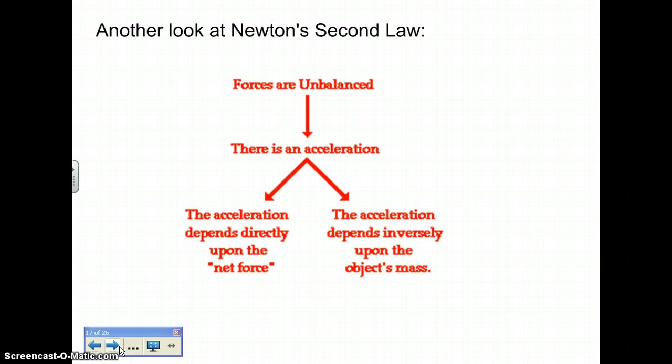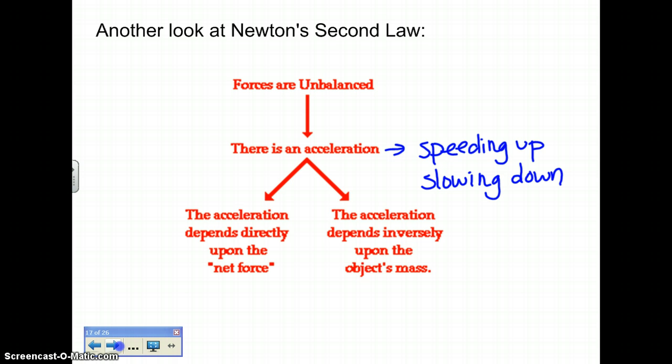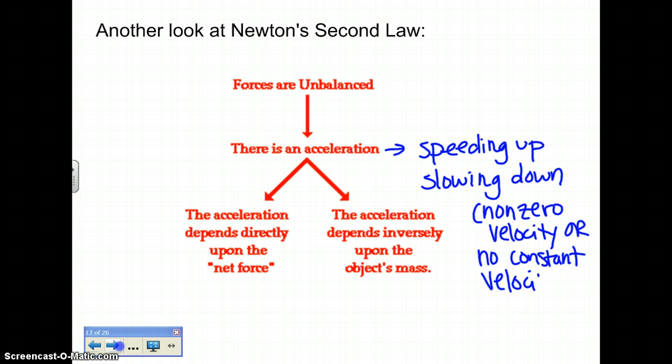I'd like to add a few more things to this, but I'm going to change colors since that stuff isn't red. The acceleration. There is an acceleration. So if there is an acceleration, then that means that the object is either speeding up or it is slowing down. So in other words, you have some non-zero velocity or no constant velocity. Doesn't that make sense?